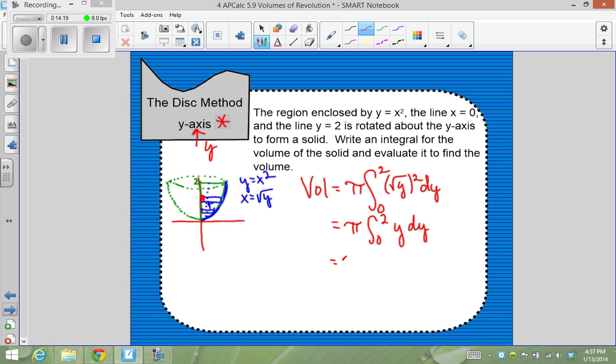So that is going to be pi times y squared over 2, going from 0 to 2. Plug your 2 in. 2 squared is 4, over 2 is 2. So you get 2 pi, and your 0 is not going to have any impact. Okay. Questions or problems? Hopefully we're good. If you do have questions, write them down.